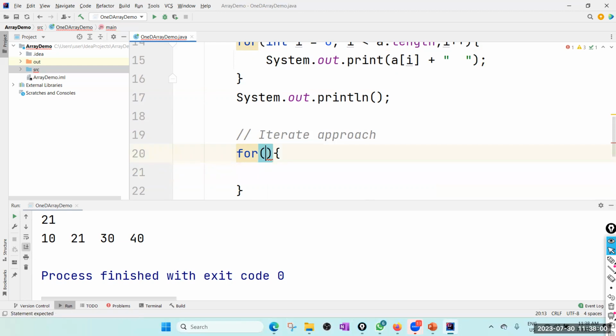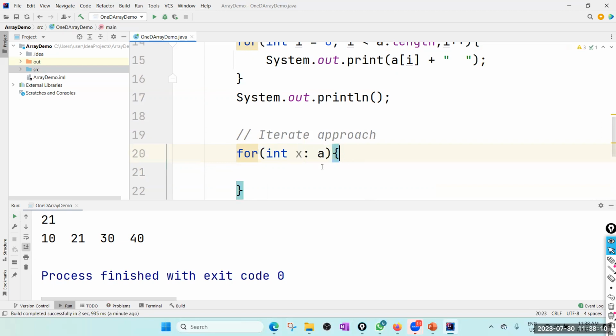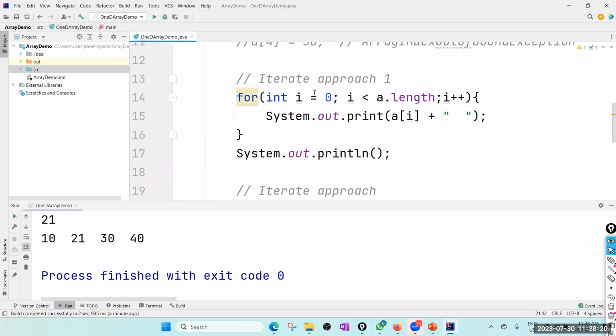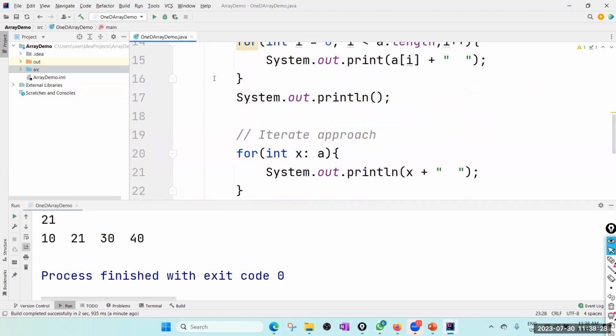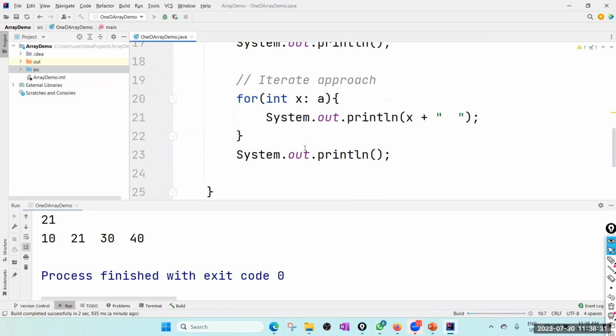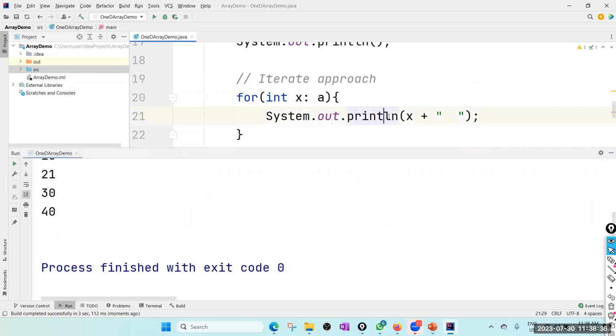Say it's an int array, so therefore we need an int variable. You iterate the A array, whose individual elements will be integers. Now you can just print your x. And this is a very simple approach. There's nothing long to write. When done, push the next line. So that will again print 10 to 40, right? 10 to 40. But this is much simpler because it's the other for loop.